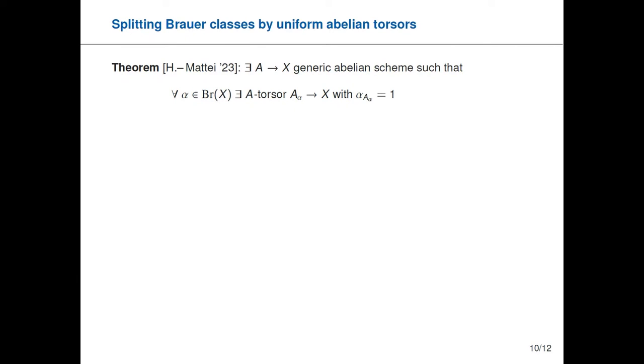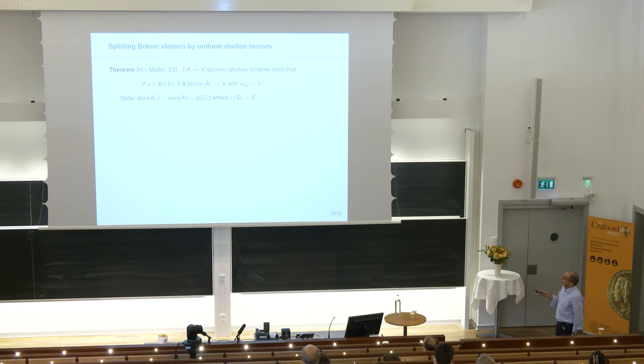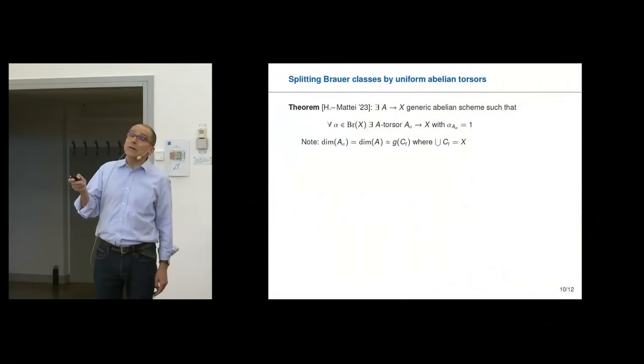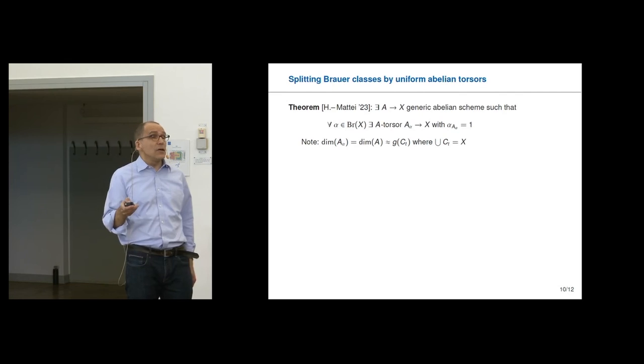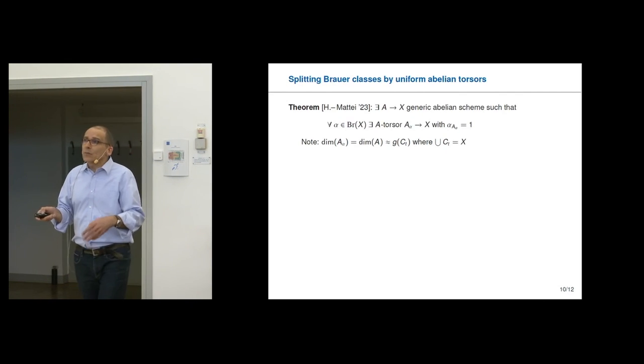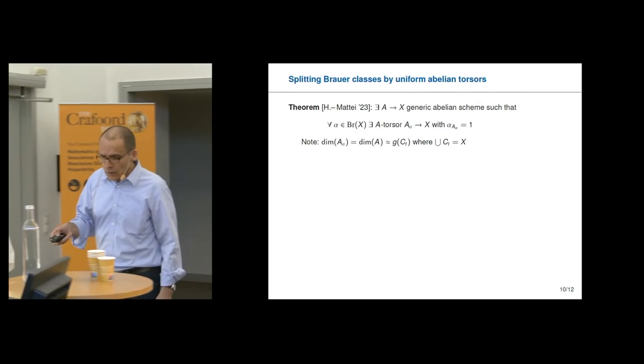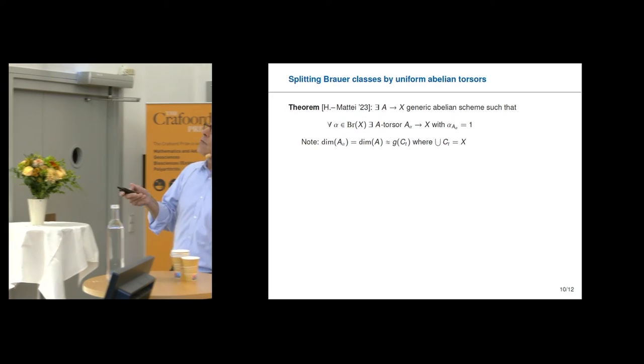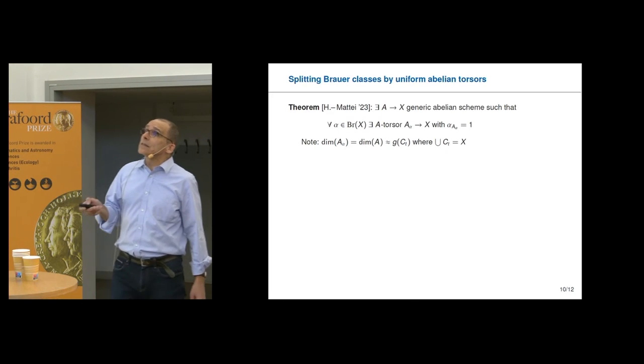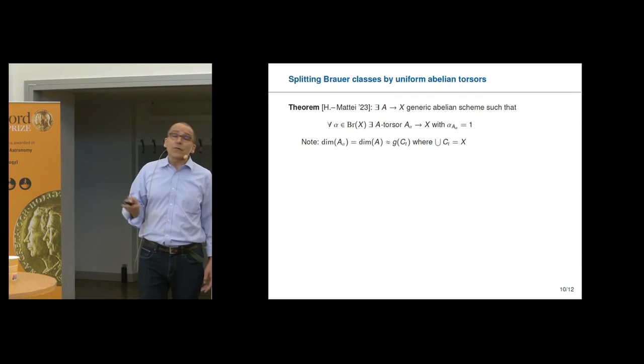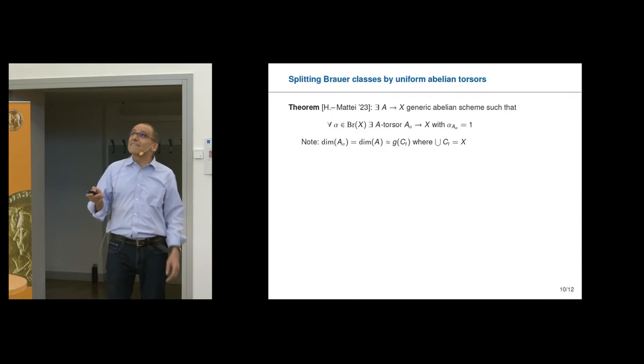The difference here in comparison to the result by Ho and Lieblich is that all these abelian torsors we constructed have the dimension of the abelian scheme, which is independent of the Brauer class itself. So in particular, the dimension does not depend on the Brauer class. It only depends on the global geometry of the variety, and roughly, it's linked to the genus of a covering family of curves on your X.